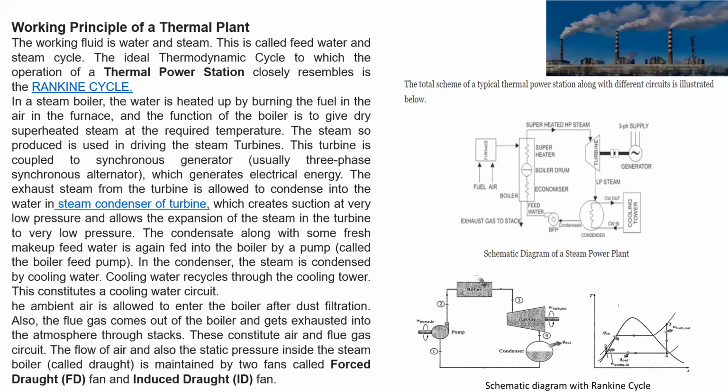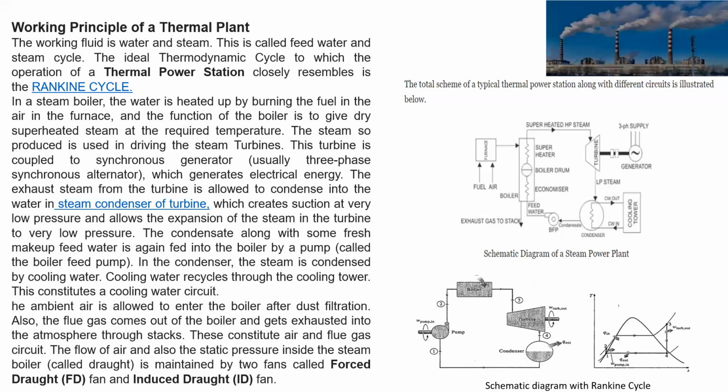I have just shown here, from 1 to 2, the water is pumped. This pumping action is shown on this TS diagram like this. From 2 to 3, it goes into the boiler, where it gets converted into steam. So 2 to 3 is in liquid state, and 3 to 4 is liquid to steam conversion. At this point it is dry, and when it is further heated, it is superheated.